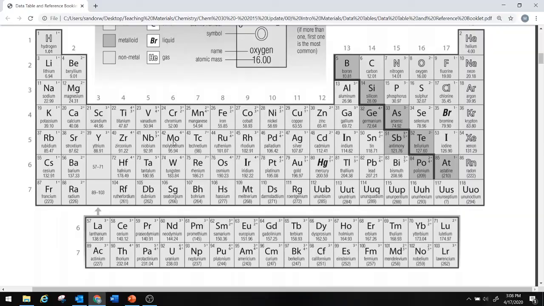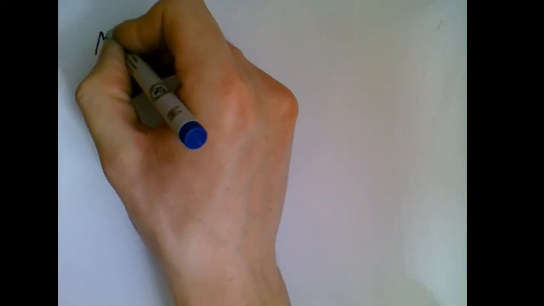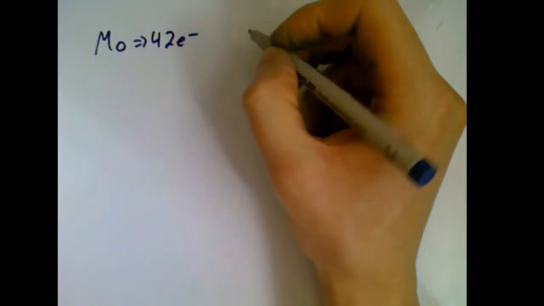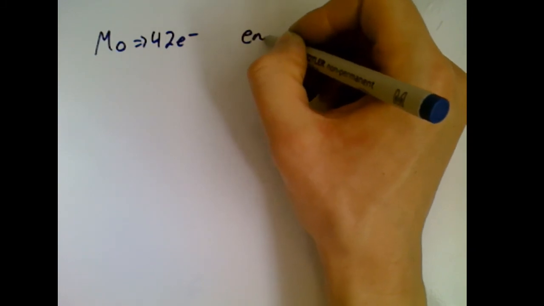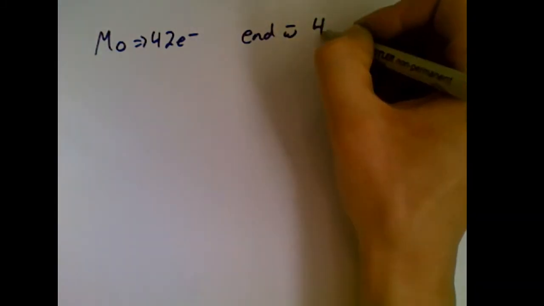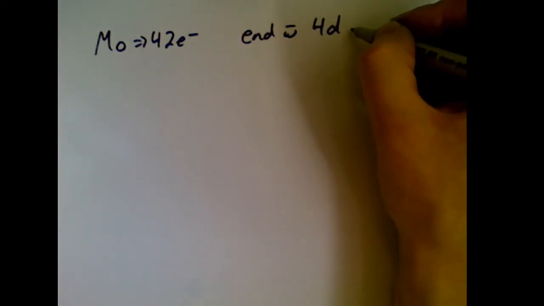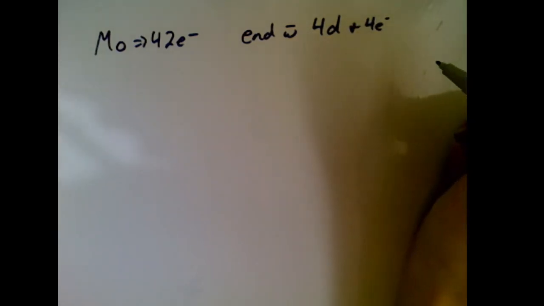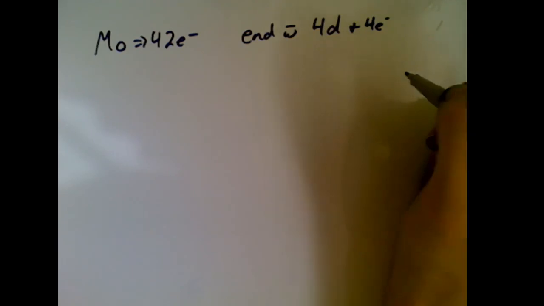So let's try it out. Molybdenum has 42 electrons. And let's write down my prediction. My prediction was that we end with 4d and 4 electrons in it. So let's try it out.